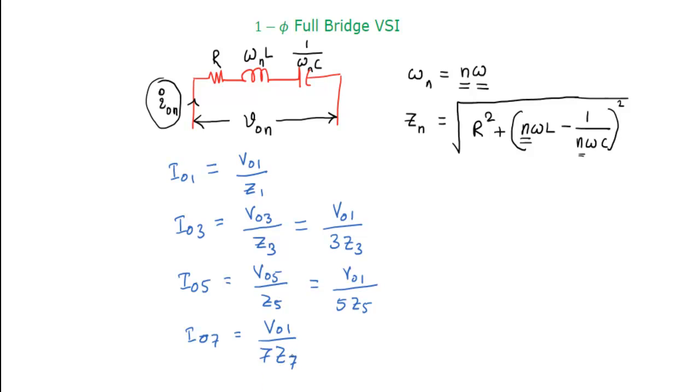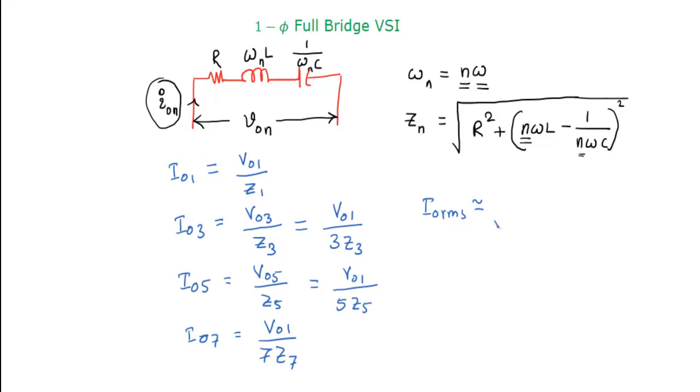Once we have this, we can calculate I naught RMS approximately. Why approximately? You can calculate other components also, I09, I011, I013 and so on, but those keep decreasing and will not have much value, so they won't disturb the RMS value much. That's why approximately you can consider the dominant components 1 to 7.